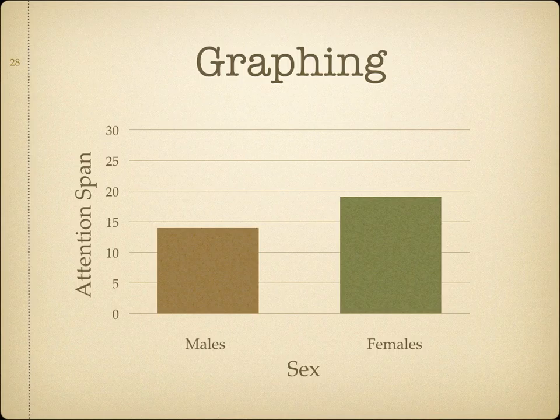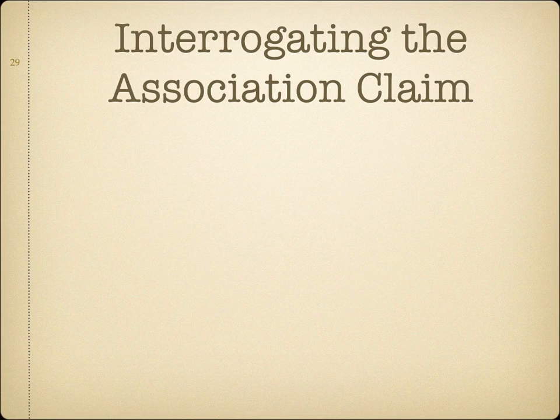So, we've learned about how we go about thinking about correlations, building a correlational study. Those are important things to think about. Now we've got to get into interrogating the association claim. How can we trust it? How can we evaluate it? How can we have some confidence in what we're seeing there?